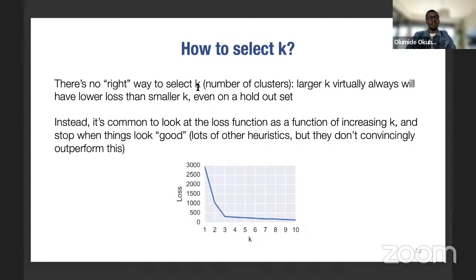Okay, now I'll start running. How do you select K? There's no right way to select K. Larger Ks usually have lower losses than smaller Ks, of course.